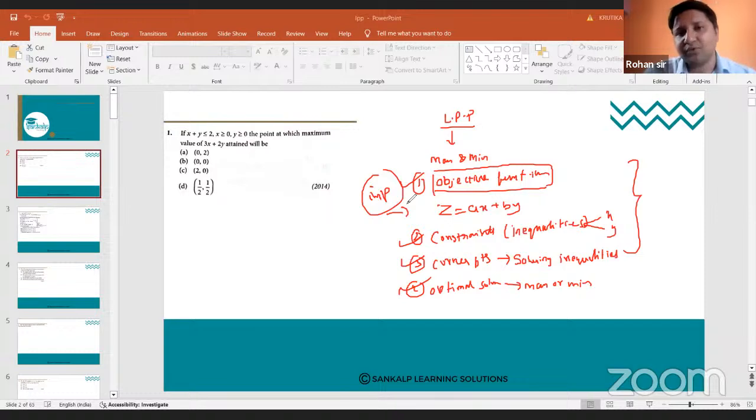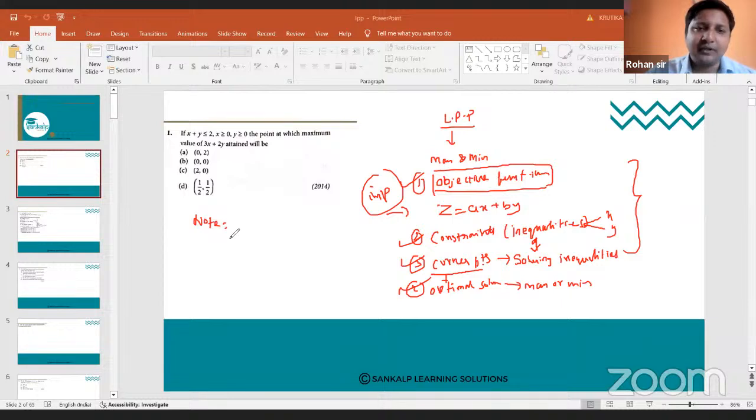The main work is to find out the maximum or minimum value of the objective function, and to find the maximum and minimum value, we make use of corner points. These corner points are obtained by solving the inequalities. Out of these corner points, one value will be maximum and one value may be minimum. And then one more note point you need to know.